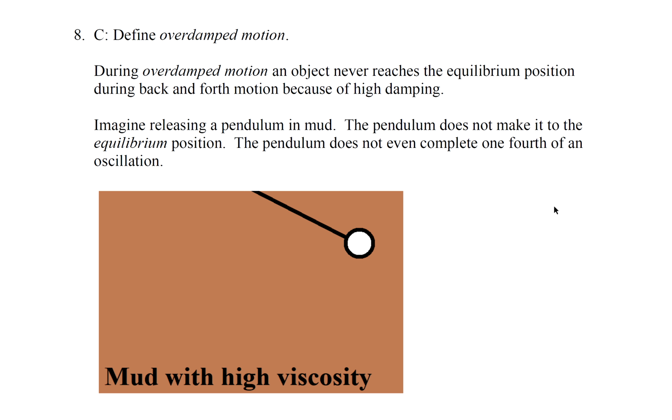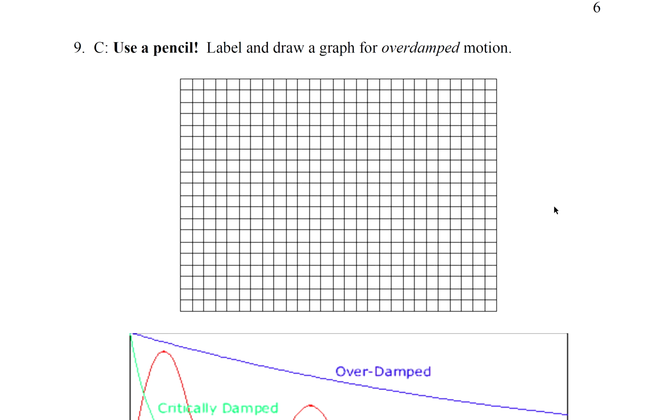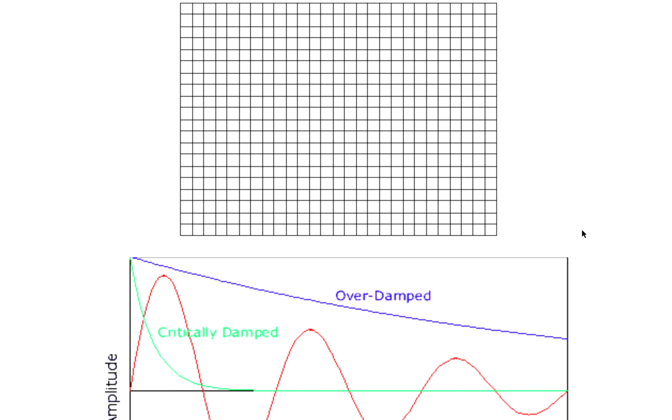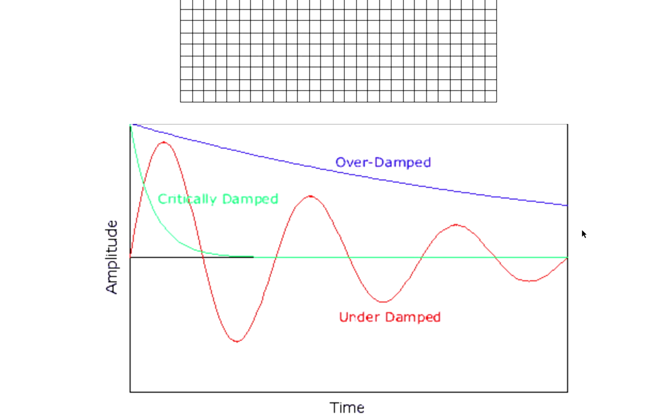So imagine releasing a pendulum in mud. The pendulum does not make it to the equilibrium position. The pendulum does not even complete 1/4 of an oscillation. So it's going to stop before it even reaches the bottom. Question 9. Label and draw a graph for an overdamped motion. So overdamped looks like this. As time goes to infinity, the amplitude or the displacement does not even reach 0, the equilibrium position.